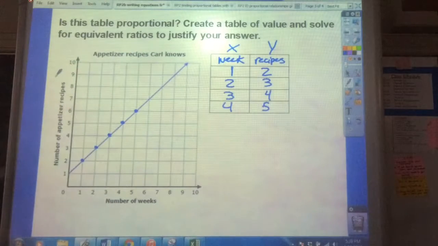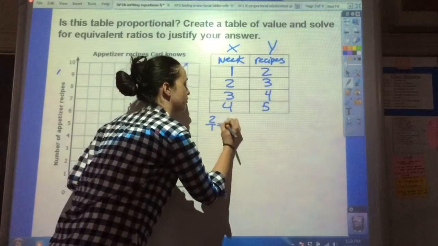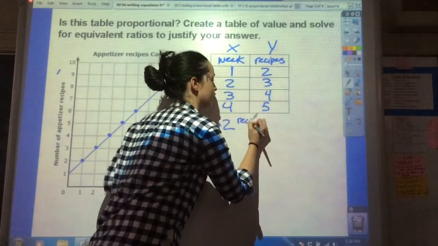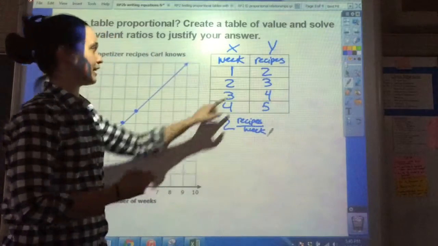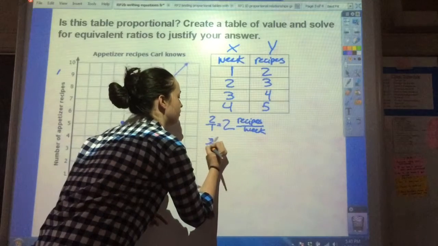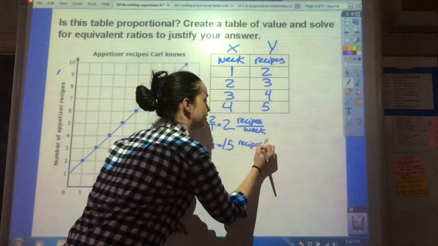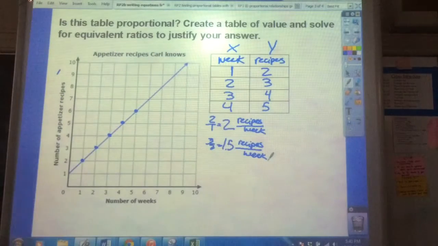If I want to see if this is proportional, I need to see, is my y over x the same thing? Do I have the same unit rate? Let's see. I'm going to do 2 over 1. We'll simplify to 2 recipes per week. And notice that I'm going to write out my units for every single thing. Recipes per week. Then I do 3 over 2 equals 1.5 recipes per week. Follow along with me. Make sure my pen is your pen. Everything that I have, you have.